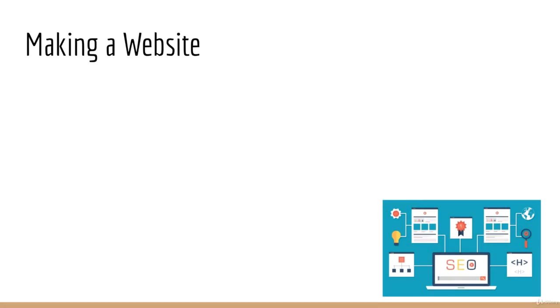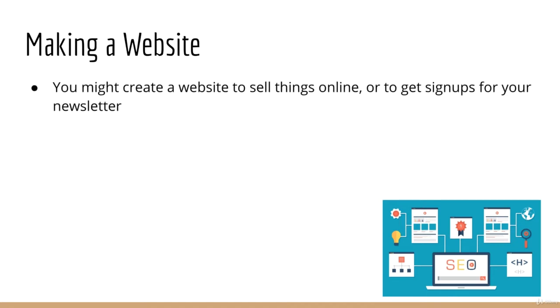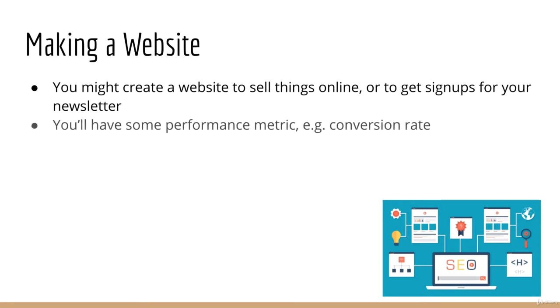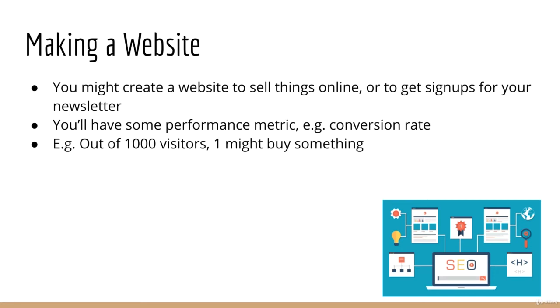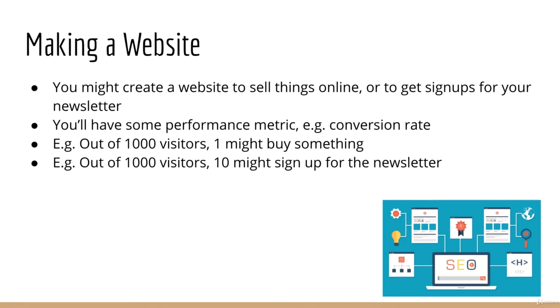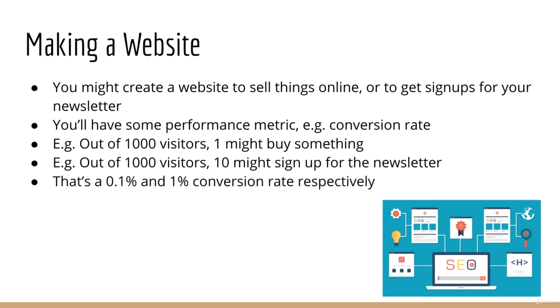Here's another example I think most people can relate to. We've all at some point tried to make a website. Perhaps you've even created a website to try to sell things online or to try and get users to sign up for your newsletter. In other words, your site has some performance metric. Typically, we call this a conversion rate. So for example, out of 1,000 people who visit your website, one person might buy something. Or out of 1,000 people who visit your website, maybe 10 people might sign up for your newsletter. In these examples, the conversion rates would be 0.1% and 1% respectively.